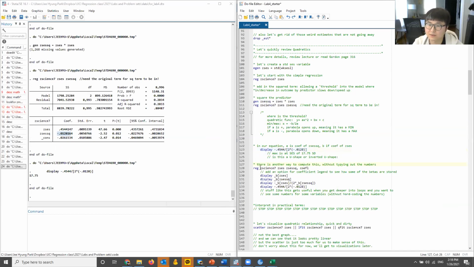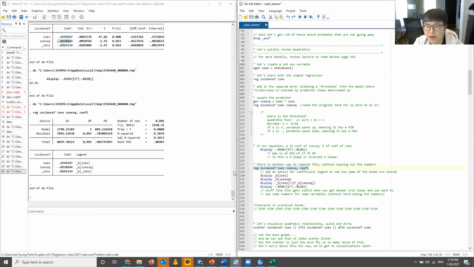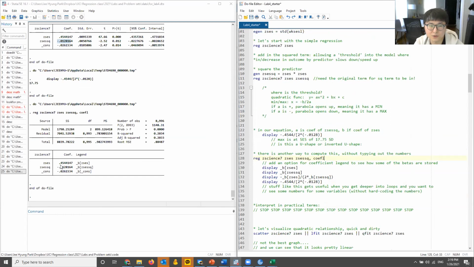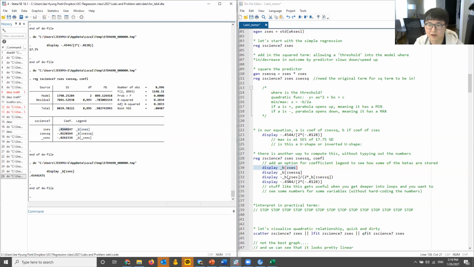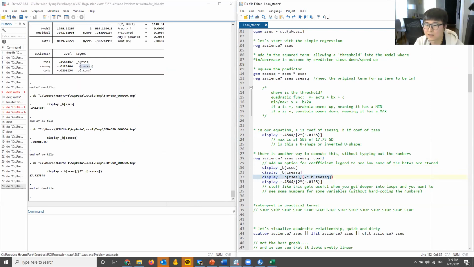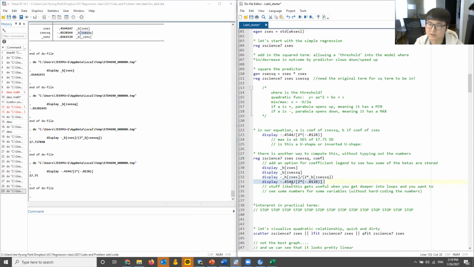But there's another way to do it. If you add to the regression command this option called coefficient L, which is for coefficient label, it'll tell you how these numbers are labeled. So if I display B, Z, SES, you get the same number that's up here. You can get the same number by doing the same thing just with the next label and so forth. So you could functionally, just using the labels, get the same answer as just typing in the actual numbers.